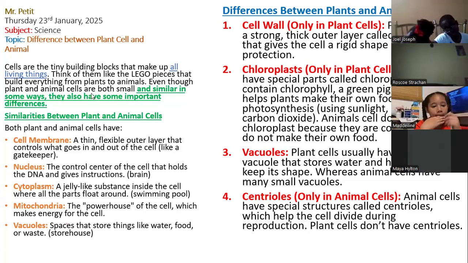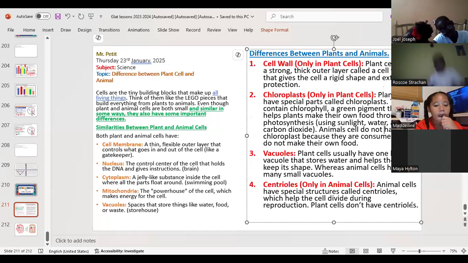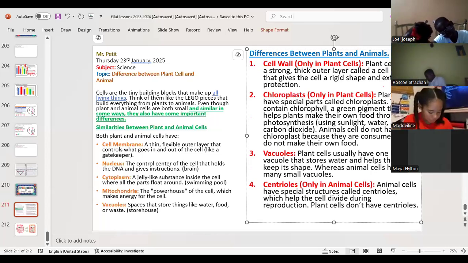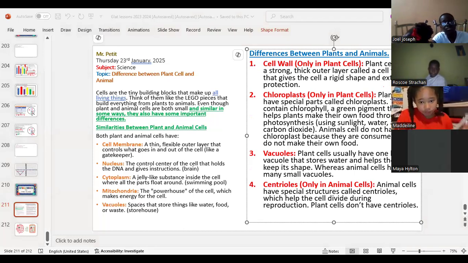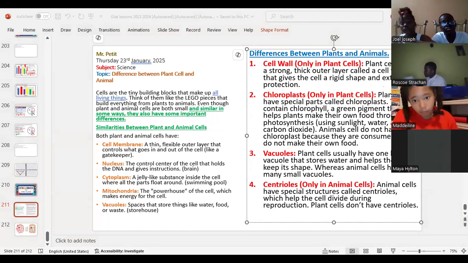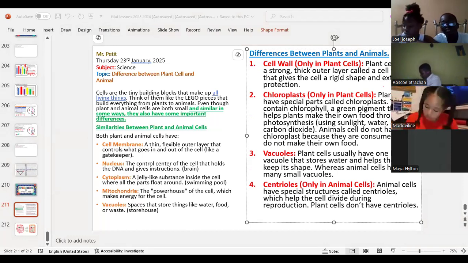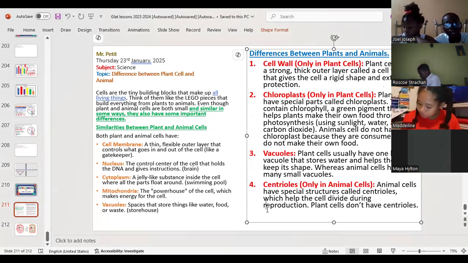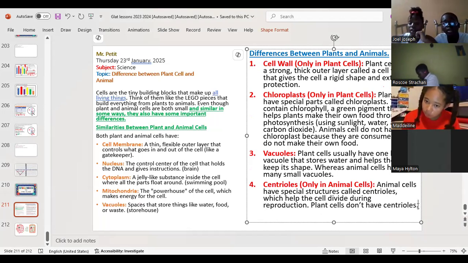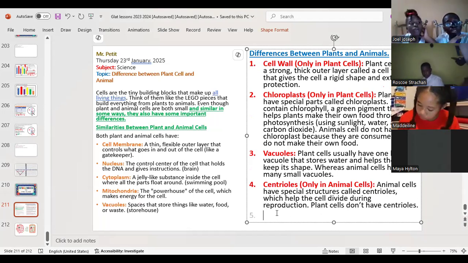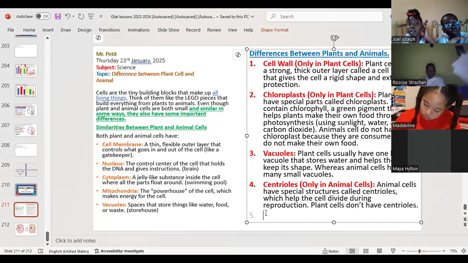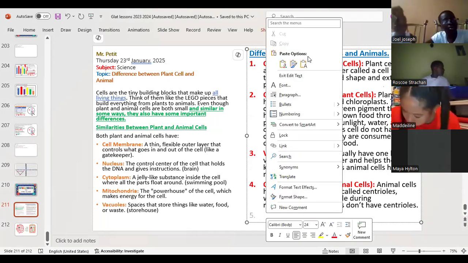So let's go on to one more difference between a plant cell and animal cell. This one we didn't talk about, but the shape. What do we know about the differences in shape between plant cell and animal cell? Plant cell is rectangular. The animal cell is irregular. Very good.